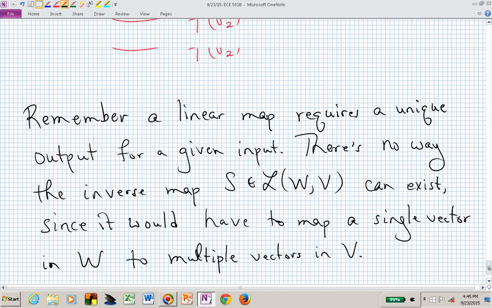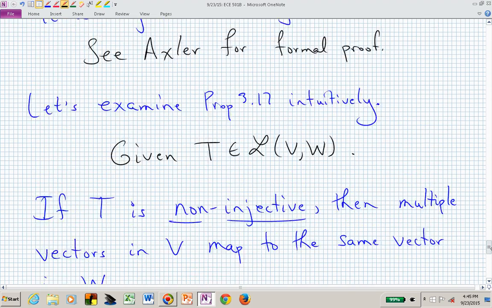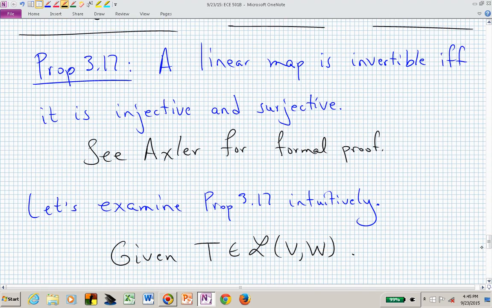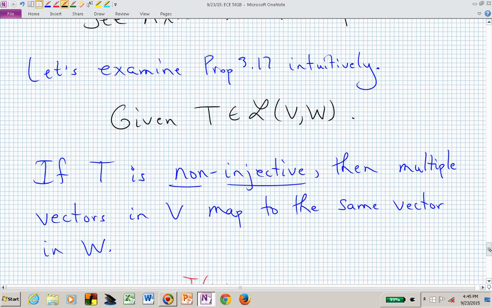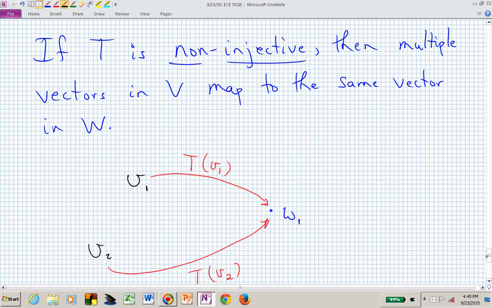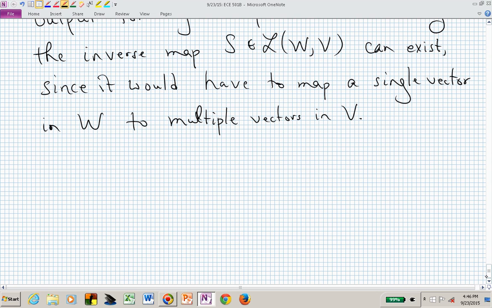All right, that's one of the intuitive ideas behind an invertible map being injective. Let's look at the other piece, which is surjective. And here we tried to convince ourselves that the map has to be injective. We have to have a trivial null space for that linear map. That's one of the conditions. It has to be injective.